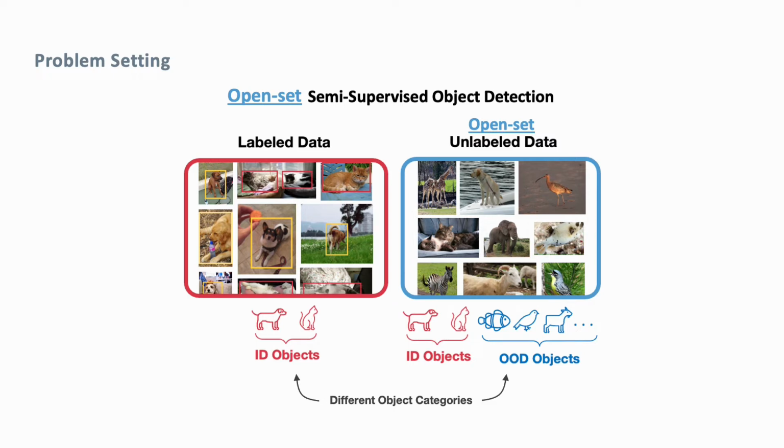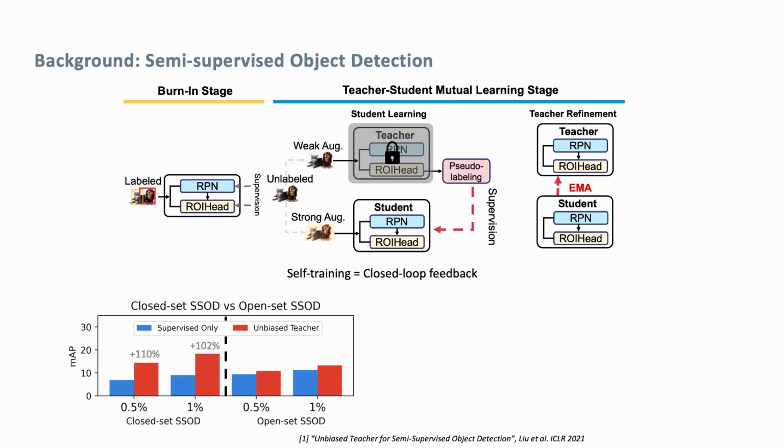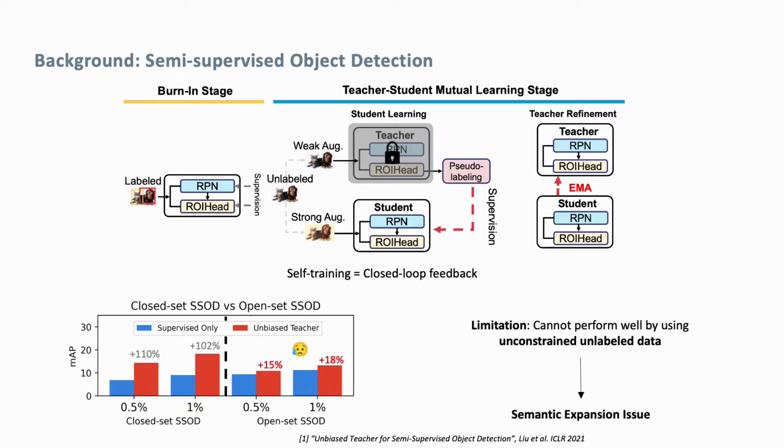Previous works on semi-supervised object detection apply the self-training mechanism, which uses a teacher model to generate the pseudo-labels to supervise the student model. However, in the open set conditions, we find this approach cannot perform well by using unconstrained data. We attribute this phenomenon to the semantic expansion issue.